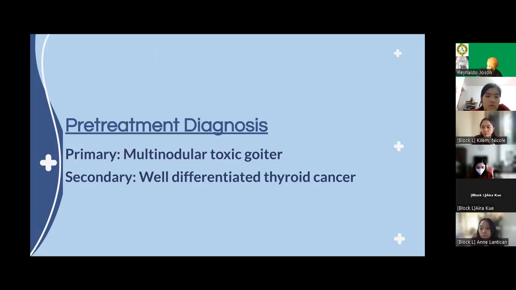Yun po, for the pre-treatment diagnosis, the primary impression is multinodular toxic goiter, and the secondary impression is differentiated thyroid cancer po. Next slide po.